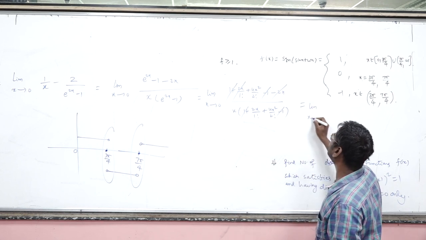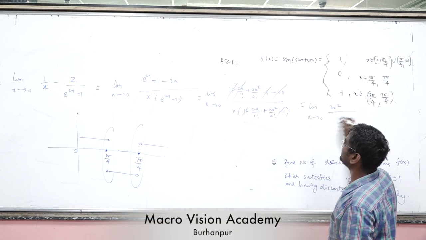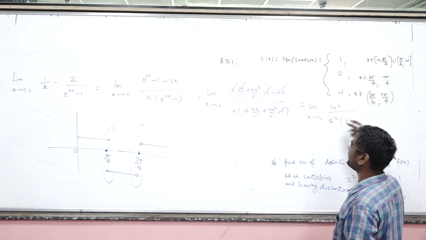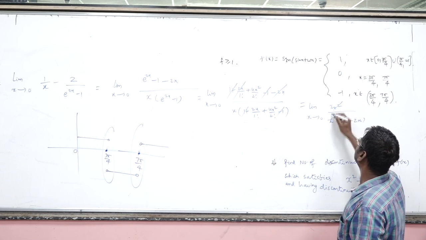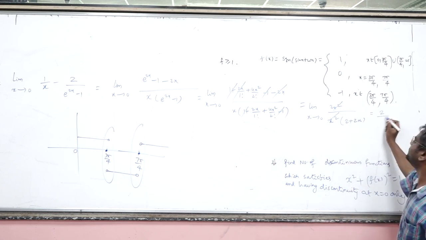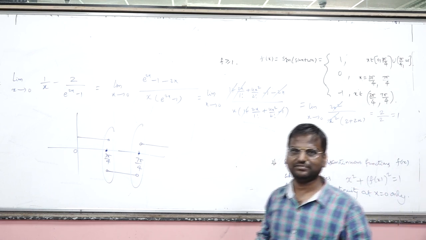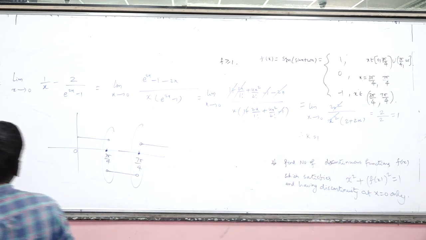So this is limit x tends to 0, simply 2x square by x square, taking x square common. So 2 plus, okay, 2x, right? The x term is gone. So that is simply 2 by 2, that is 1. Therefore k equal to 1. That's a pretty straightforward question.